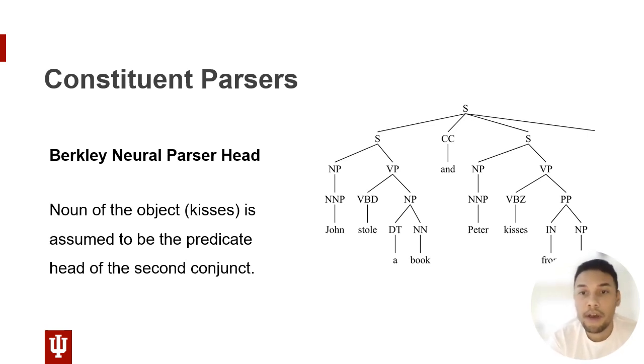Another example is the sentence I talked about earlier, so John stole a book and Peter kisses from Mary. So the Berkeley Neural Parser shows that the noun of the object, kisses, is assumed to be the predicate head of the second conjunct. So here kisses is considered as a verb and not a noun or an object. And so here we see that it fails at parsing correctly the elliptical construction.